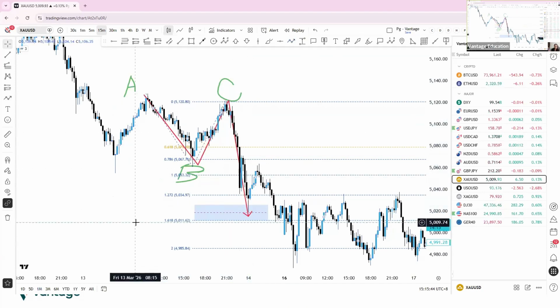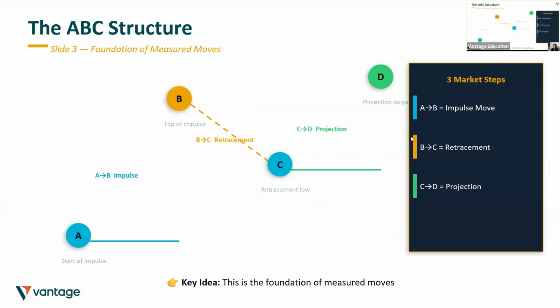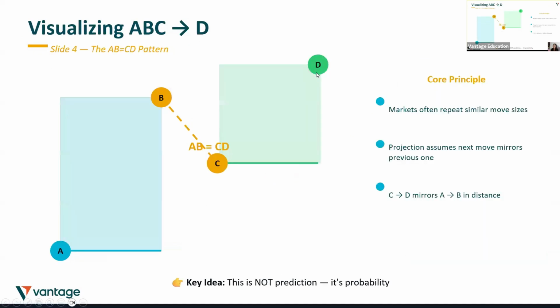All right, guys. You still confused? Please let me know. Different from retracement and Fibonacci extension, where we need 2 points, 1 and 2, for Fibonacci projection we need 3 points, 1, 2, and 3, to project 4, or A, B, C to project D. So we call it the ABC structure, okay?